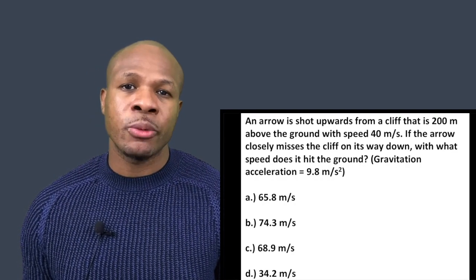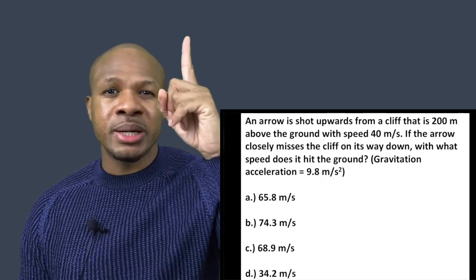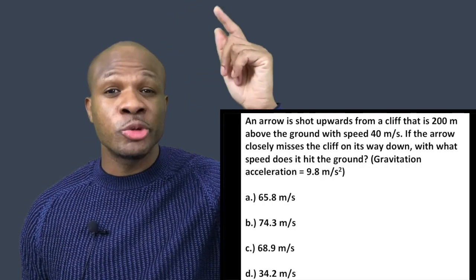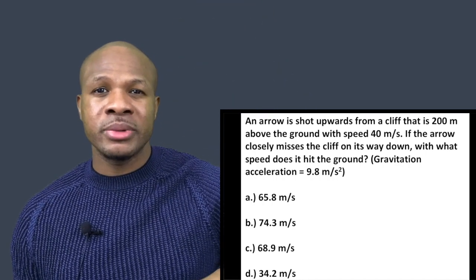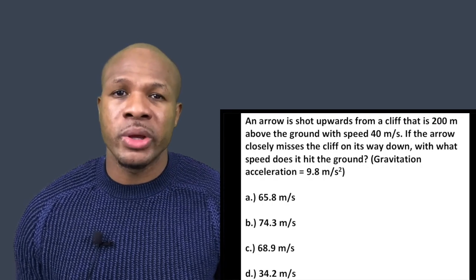And this question says that we're on a cliff that's 200 meters above the ground, and we shot an arrow straight up, and the arrow goes up, comes to a stop, and then it comes back down and hits the ground. And we want to know with what speed does it hit the ground. Okay, we can do this.